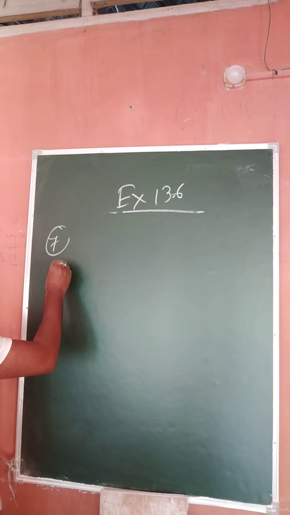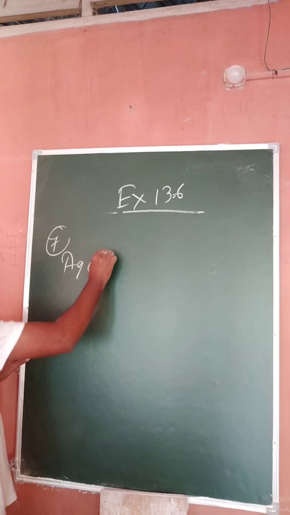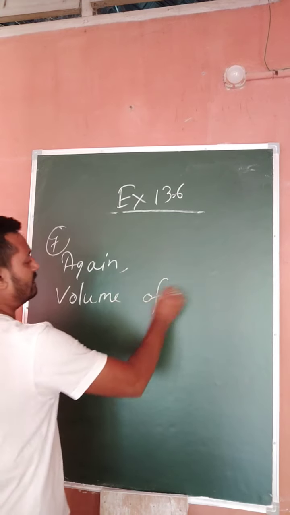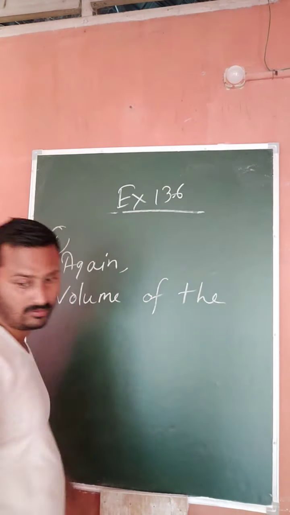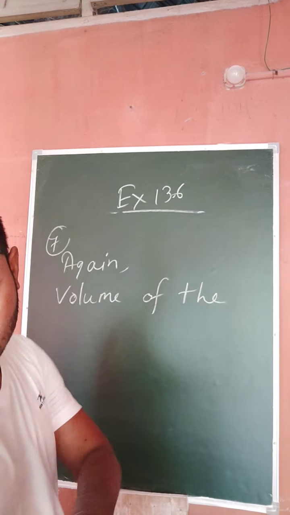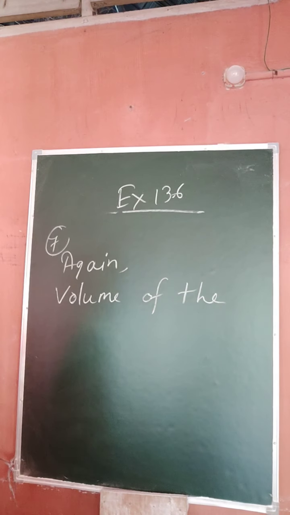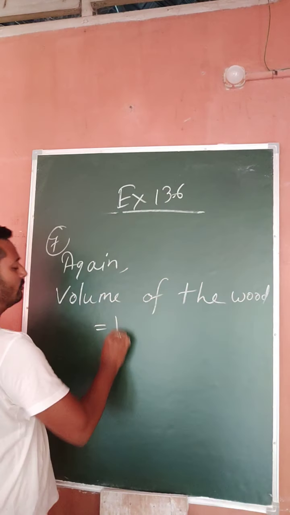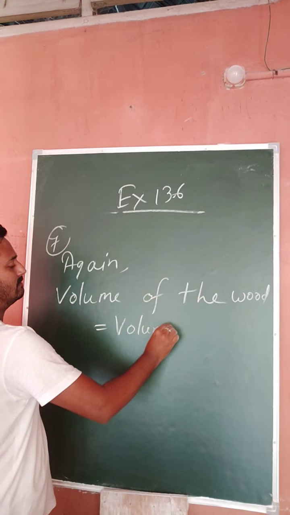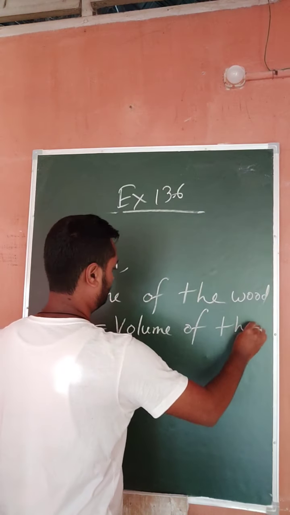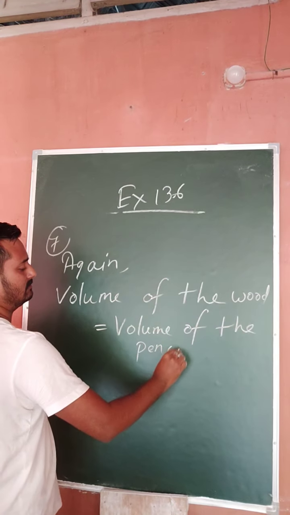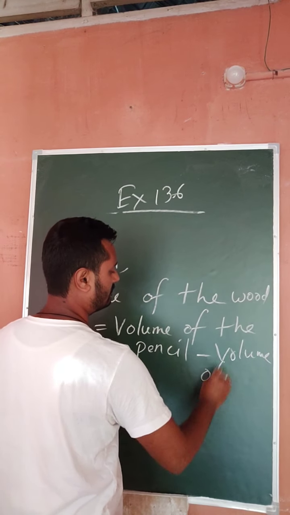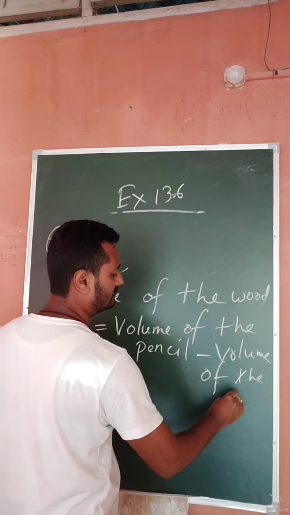Again, volume of the wood used. Volume of the wood is equal to volume of the pencil minus volume of the graphite.